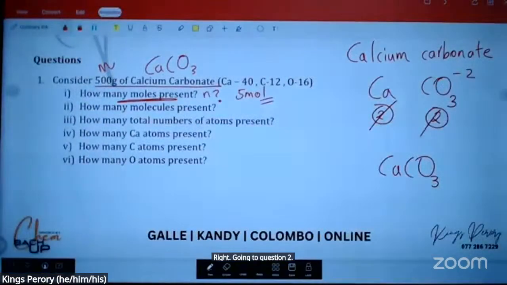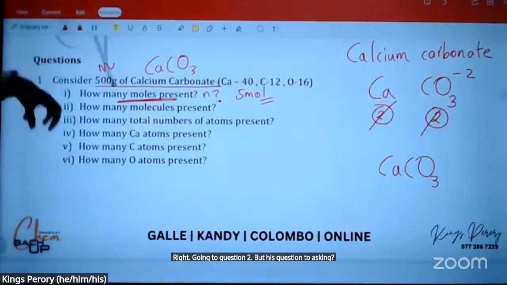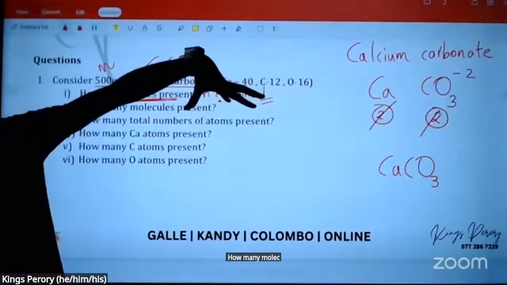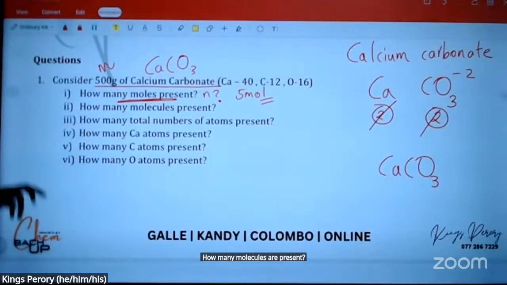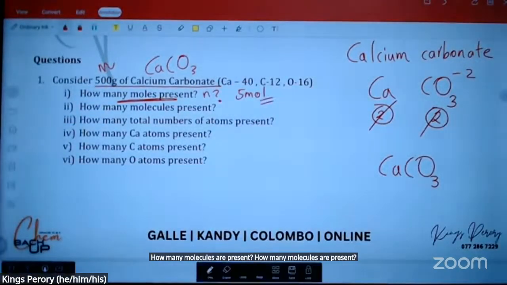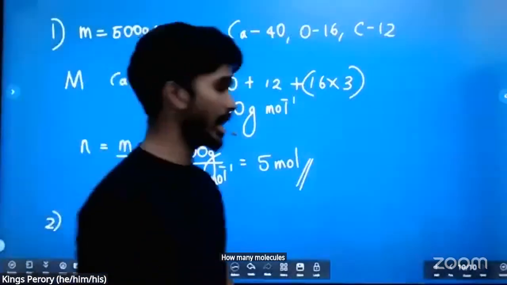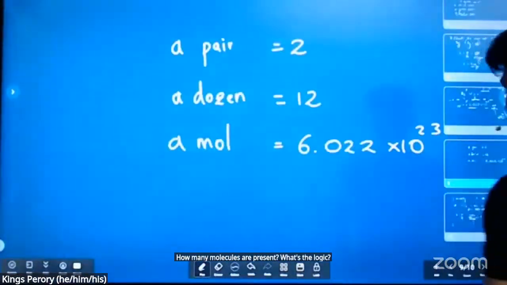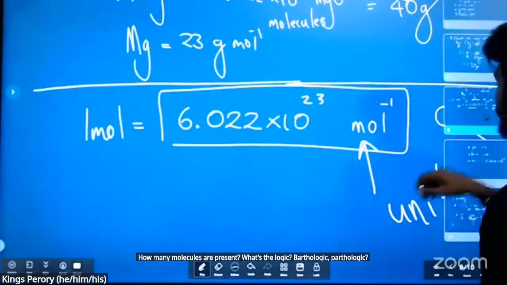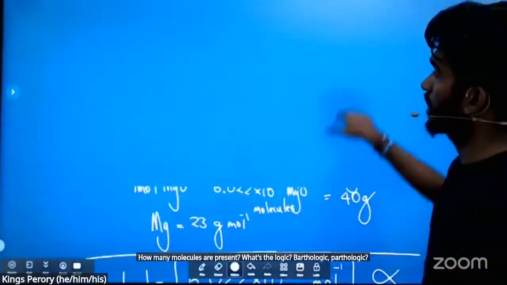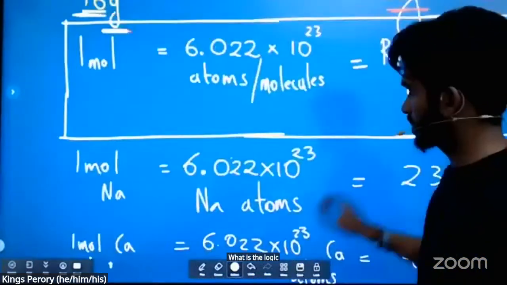What is question 2 asking? How many molecules are present? What's the logic? What is the logic?